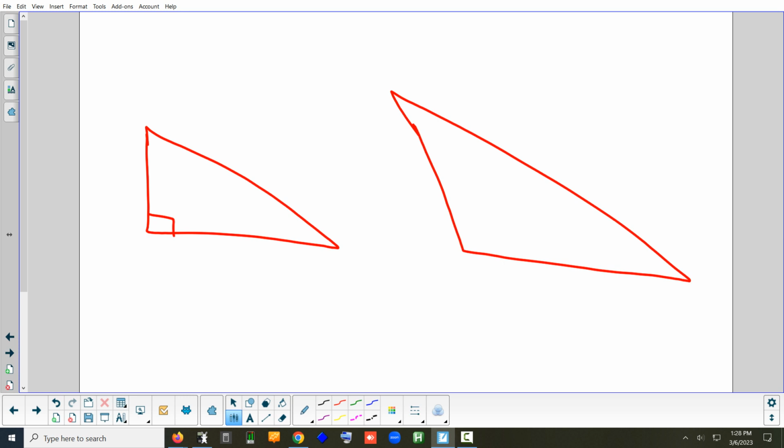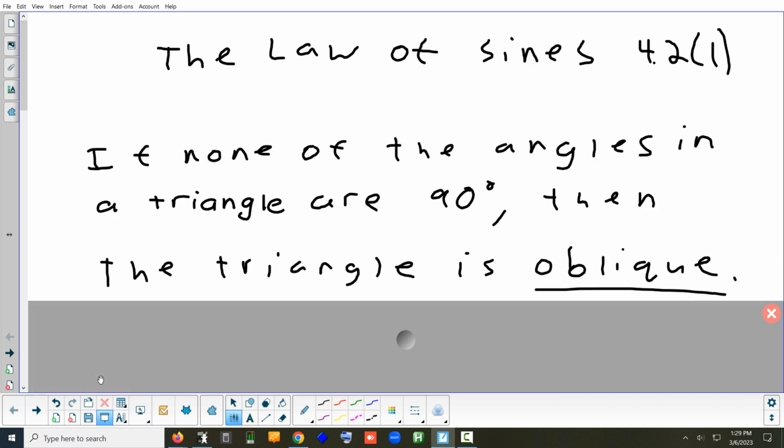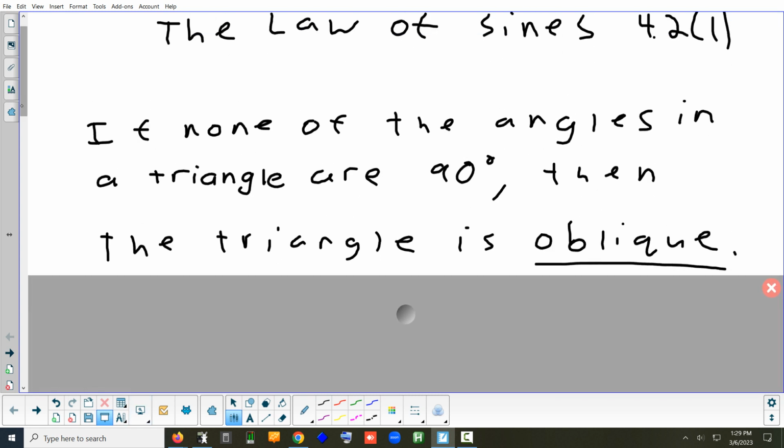So how are we going to figure out how long these sides are and how big the three angles are? This week, that's what the law of sine is going to show you how to do. If none of the angles in a triangle are 90, then that's called an oblique triangle.